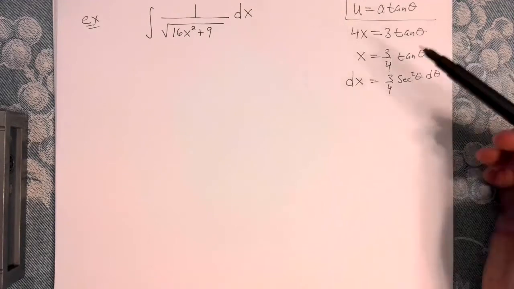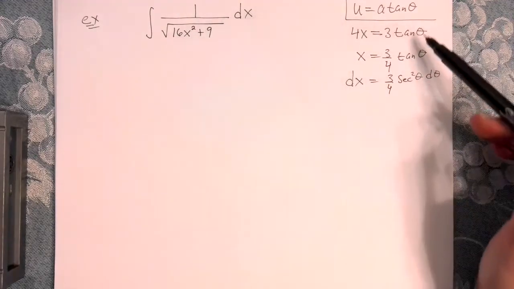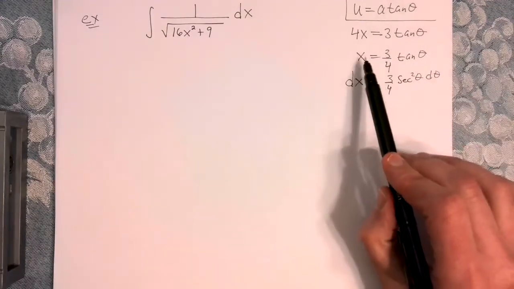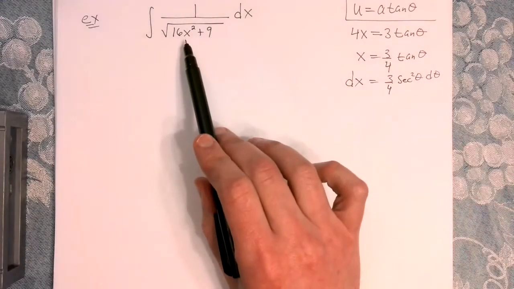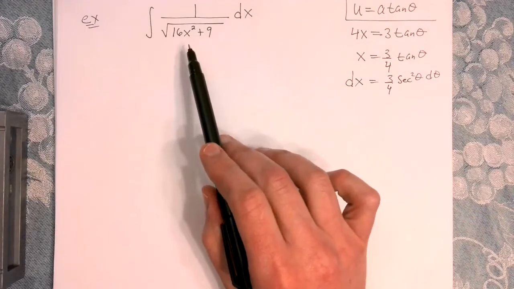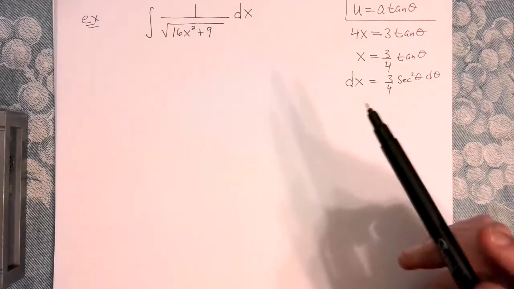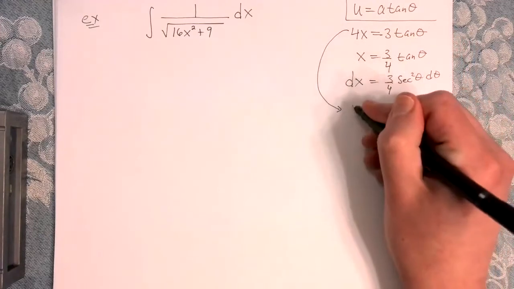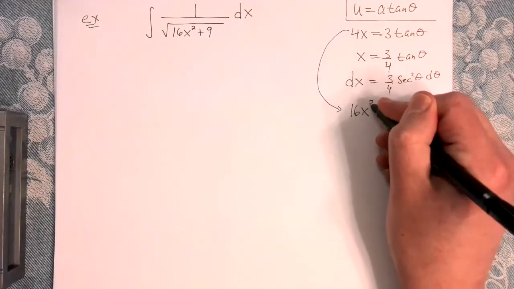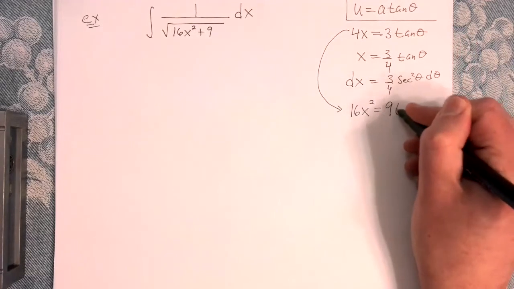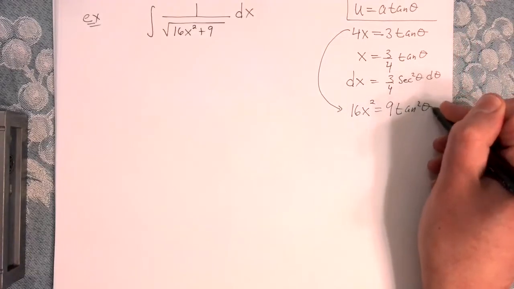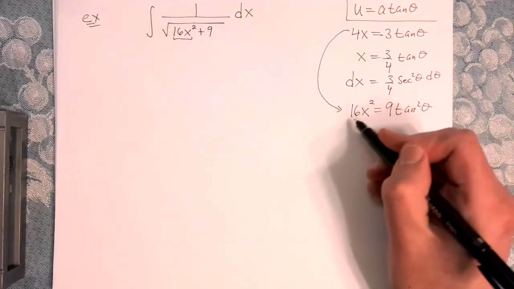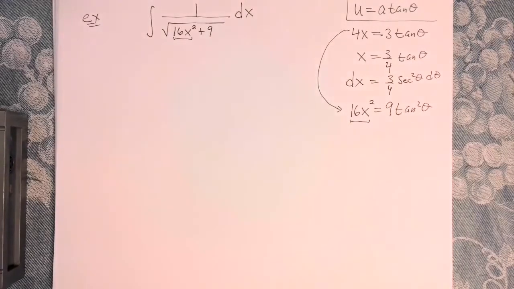And this is nice because I'm now able to change all my x stuff into theta stuff. And, well, I could plug this in for x here, right? And that'd be fine. I deal with some fractions and some canceling. You could do that. Or I can be a bit clever, because if I take this and I square both sides, notice what it gives me. It gives me that 16x squared is equal to 9 tangent squared of theta. That means I can directly replace this with this, and that seems really handy. So let's go ahead and do it like that.